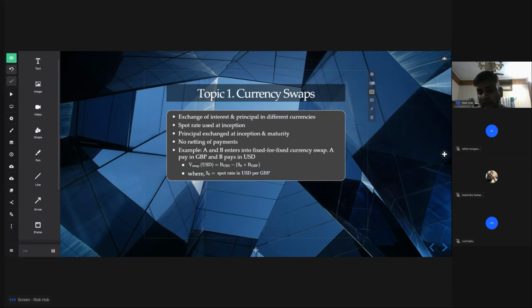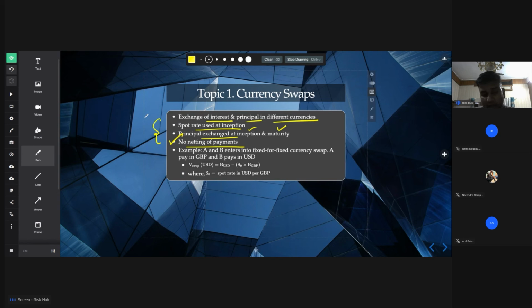When we talk about currency swaps, please understand that currencies are being exchanged, and there is no netting of payment. The most important point here is that there is no netting of payment, which was happening in your interest rate swap. Here, no netting of payment happens, and principal is exchanged at inception and at maturity. So there are things which are very different: exchange of interest and principal in different currencies, spot rate used at inception, no netting of payments, right?